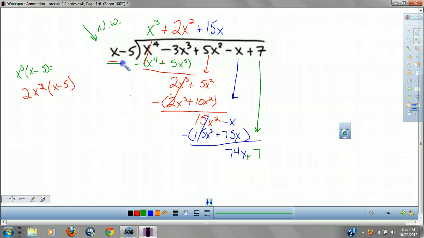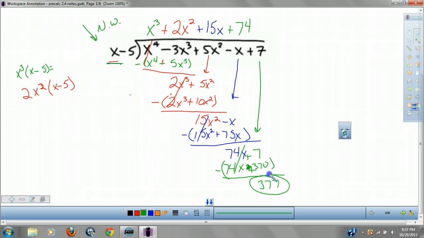Now, how many times does x go into 74x? Well, if you guess 74 times, you are correct. 74 times x is 74x. 74 times negative 5 is negative 370. Yeah, I cheated on that one. That's going to be minus. Distribute my negative through, becomes plus. These guys cancel. We end up with 377 as our remainder.